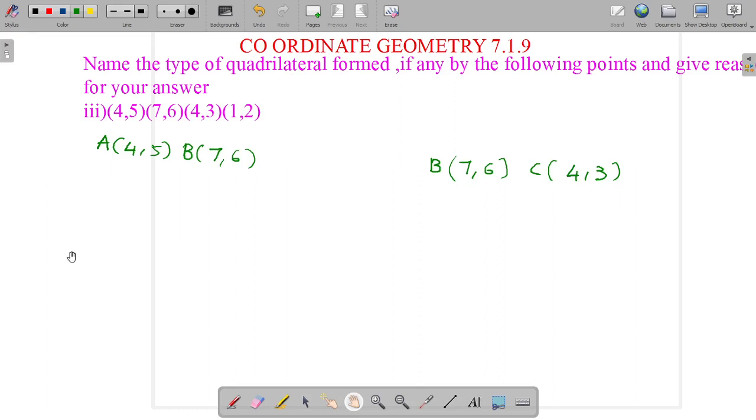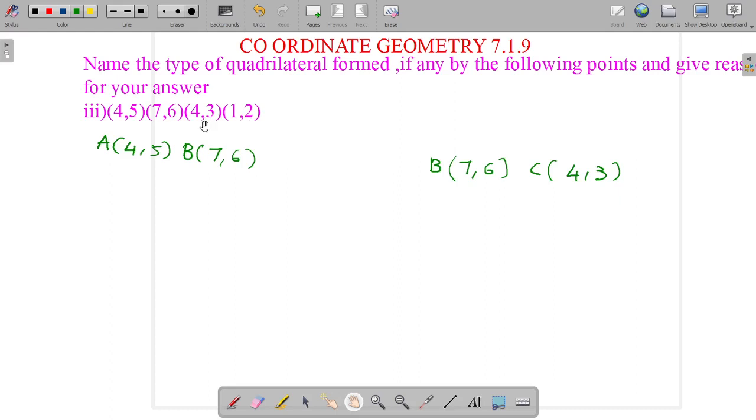Hi friends, today I am studying coordinate geometry, chapter 7, exercise 1, 9th problem, third bit. Name the type of quadrilateral formed, if any, by the following points and give reasons for your answer. The points are (4, 5), (7, 6), (4, 3), (1, 2).